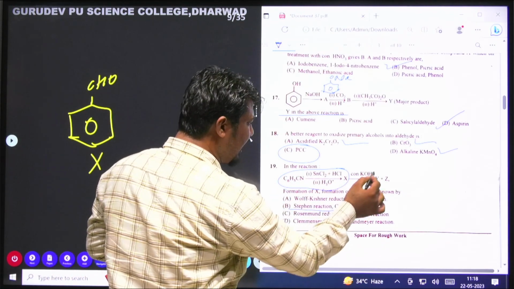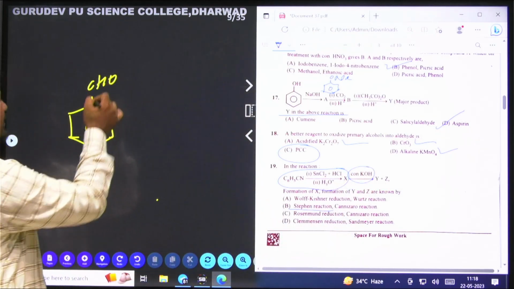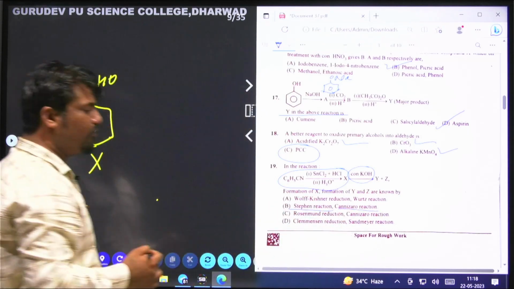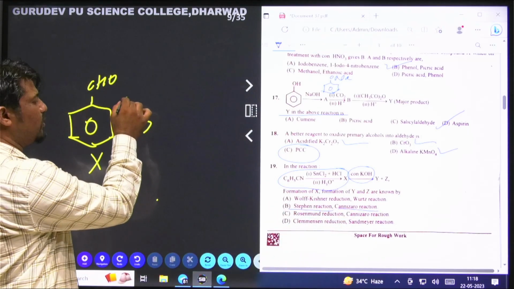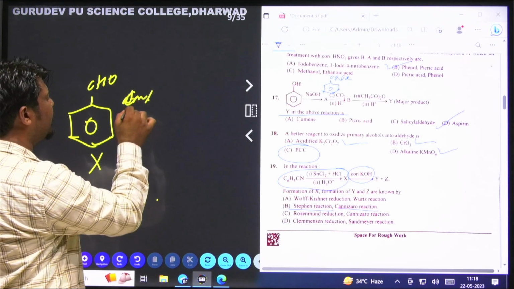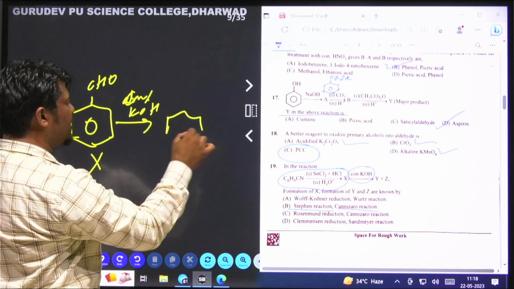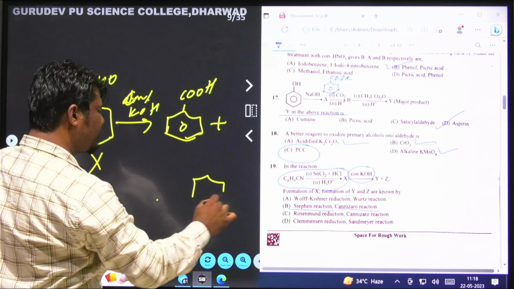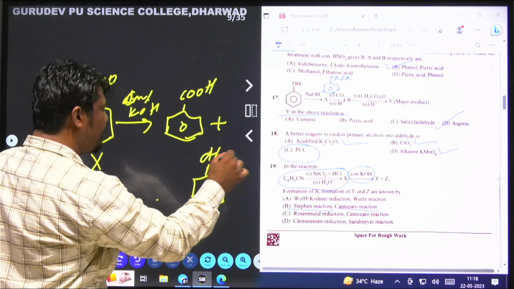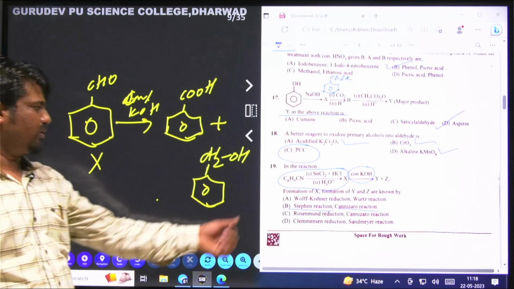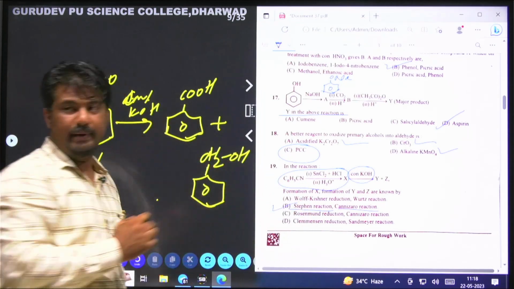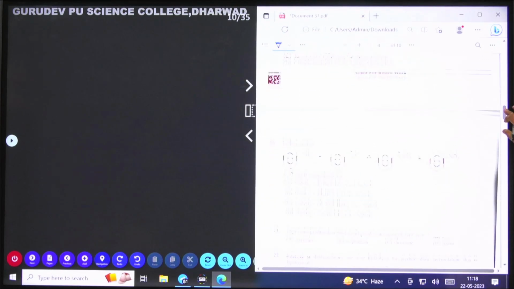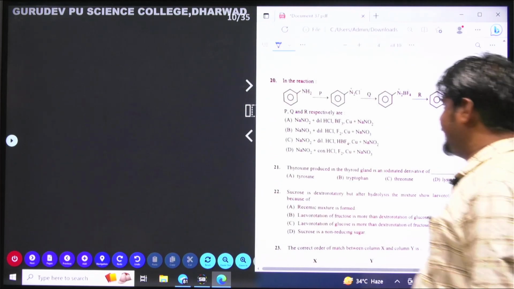This X, benzaldehyde, is reacted with concentrated KOH. This benzaldehyde has no alpha hydrogen. That's the reason why it follows the Cannizzaro reaction, in the presence of concentrated KOH. So resulting in the formation of benzoic acid plus benzyl alcohol. That's the reason why for question number 19 the answer is B. It follows the Stephen reaction as well as the Cannizzaro reaction. Now come to question number 20.